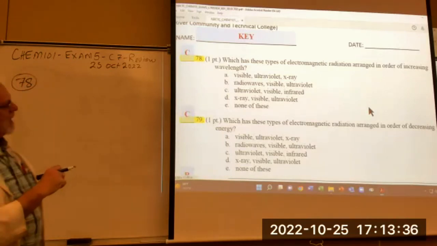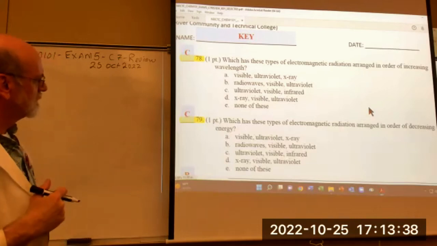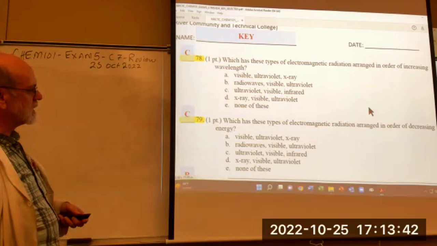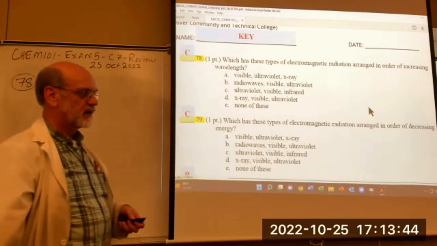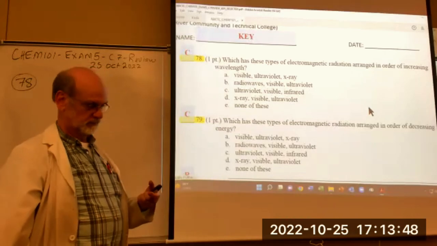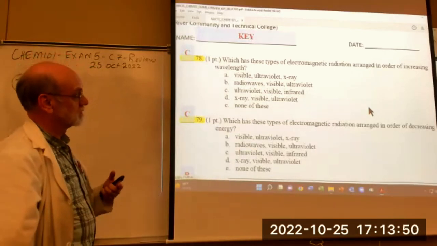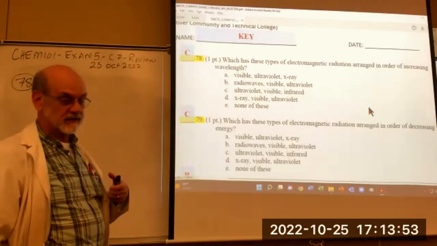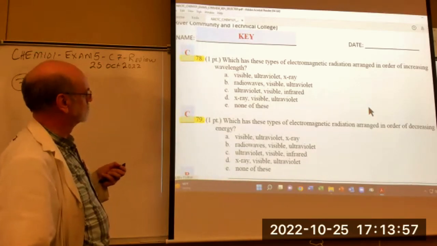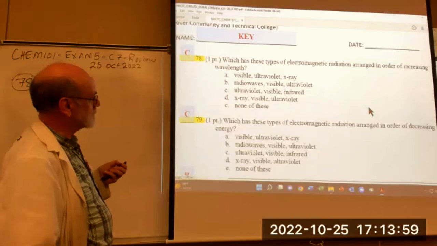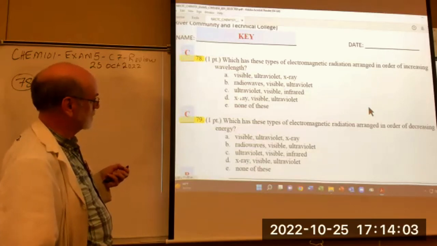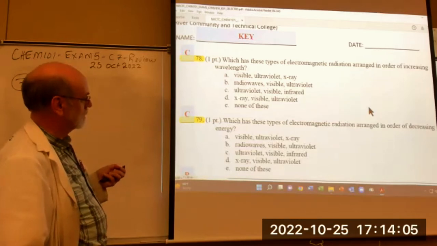So it's like we're backtracking on some of these. 78. Which of these types of electromagnetic radiation are arranged in increasing wavelength? The longer the wavelength, the less energy. So for increasing wavelength, we want less energy. So which one's the most energetic? Most energetic should be on this side. X-ray is very energetic.